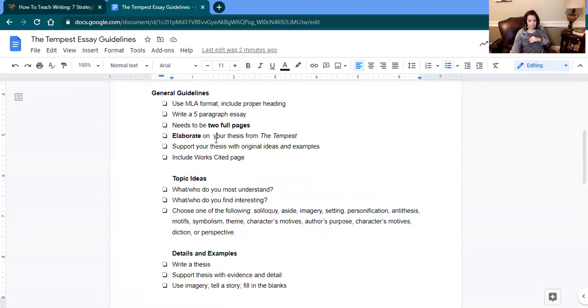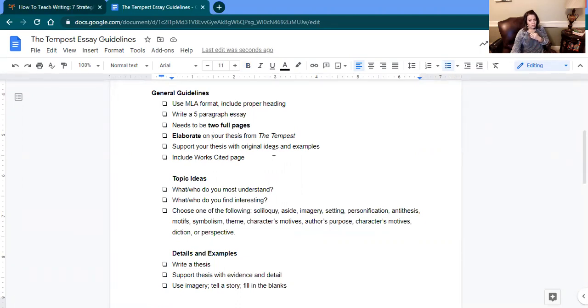Let me take out this space. And then support your thesis with original ideas and examples. Overall, you guys have been doing well with what we've been doing, but I added this word elaborate. So there's a few different strategies I want you to use. A few people are not coming up with original ideas and examples. They're using very broad ideas.